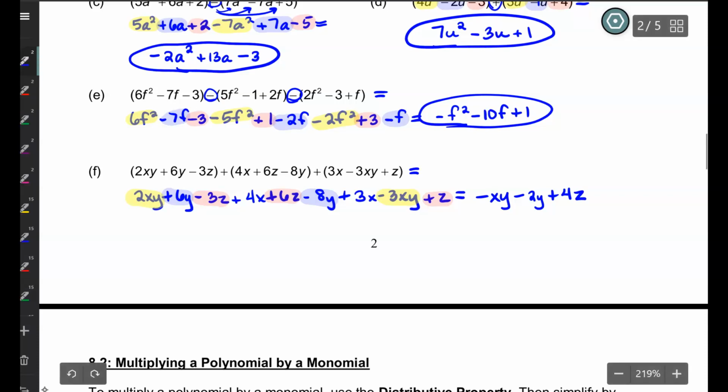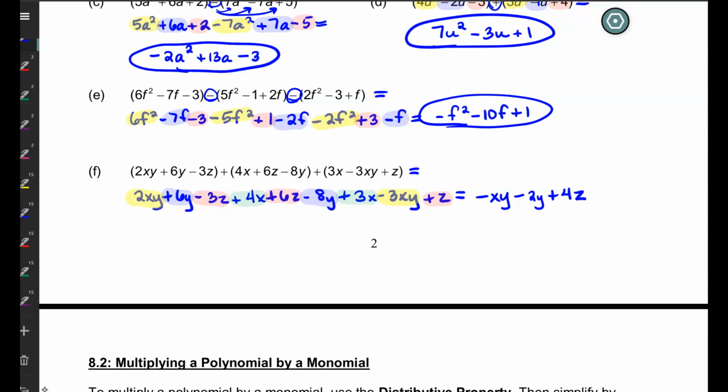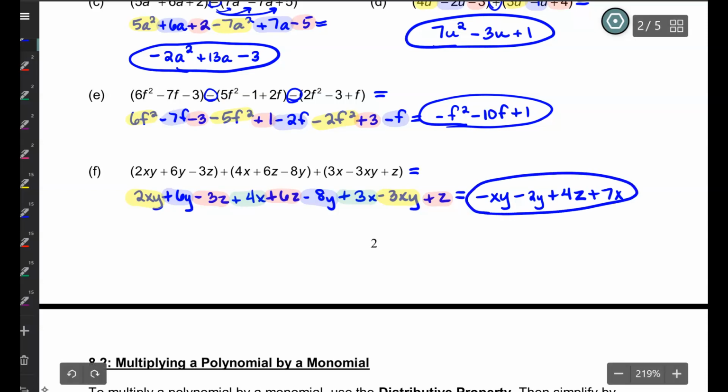And then lastly, running out of highlighter colors, let's see here, I have a plus 4x and a plus 3x, and I think that takes care of everything there. So plus 4 and a plus 3 will be a plus 7x. And then again, we just leave those because none of these have any other like terms.